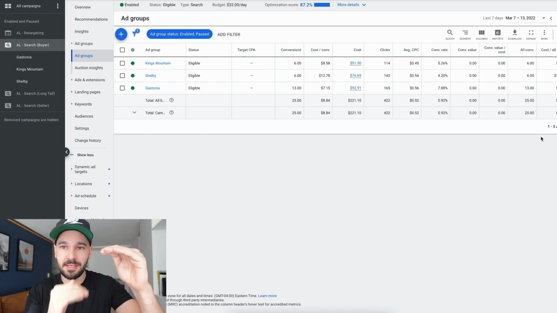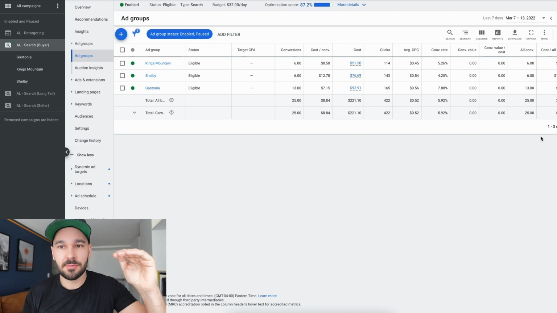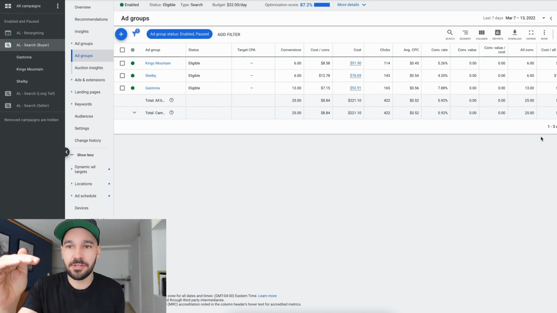When I say campaign, ad group, ad, that's kind of the structure of Google Ads: campaign, ad group, ad. The campaign's where the budget and the optimization is held. The ad group is where the keywords and the targeting of the areas are held. So basically your ad group is going to be like your niches or your areas, right?